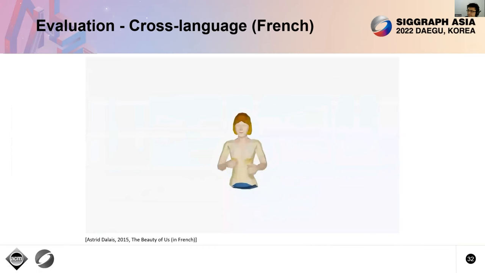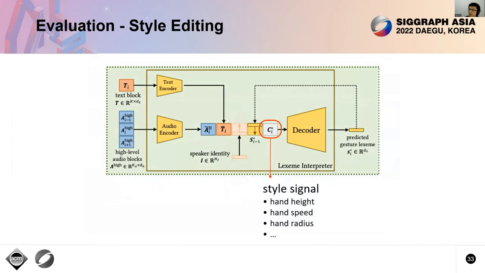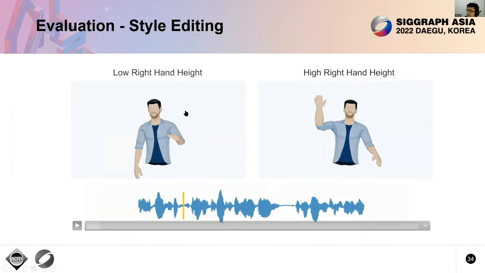And also the system can be extended. We can add an extra code, in addition to the style codes, to control some high-level, detailed motion features. For example, we can use them to control the height of the character when it performs a gesture. So here's a very simple example. In this one, we let the character use a lower right hand. And in this one, we let the character have a higher right hand, so you can see the difference.